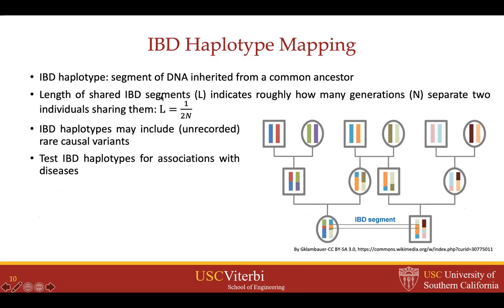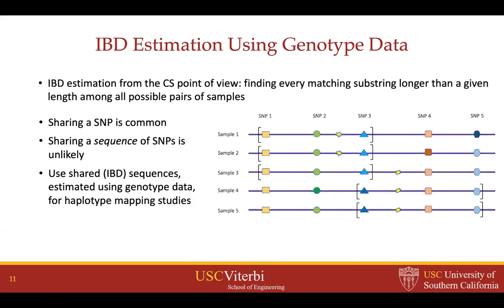So an IBD haplotype is this segment of DNA inherited from a common ancestor. The length of the shared IBD segments decreases with the number of generations to that common ancestor, something like 1 over n, where n is the number of generations. So IBD is really exploring recent common ancestors. You can take these people who are related through a common ancestor and think of them as a little family. And in a sense, you can do a family study over a large data set.